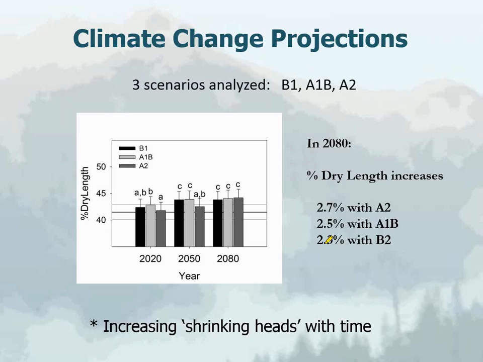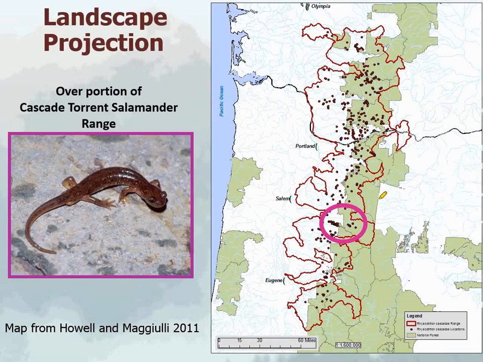We projected that forward in time using different climate futures. That's what these bars indicate. And so that percent dry length increases over 2% in the various scenarios that we ran. And so we have increasing shrinking heads into the future with climate change scenarios.